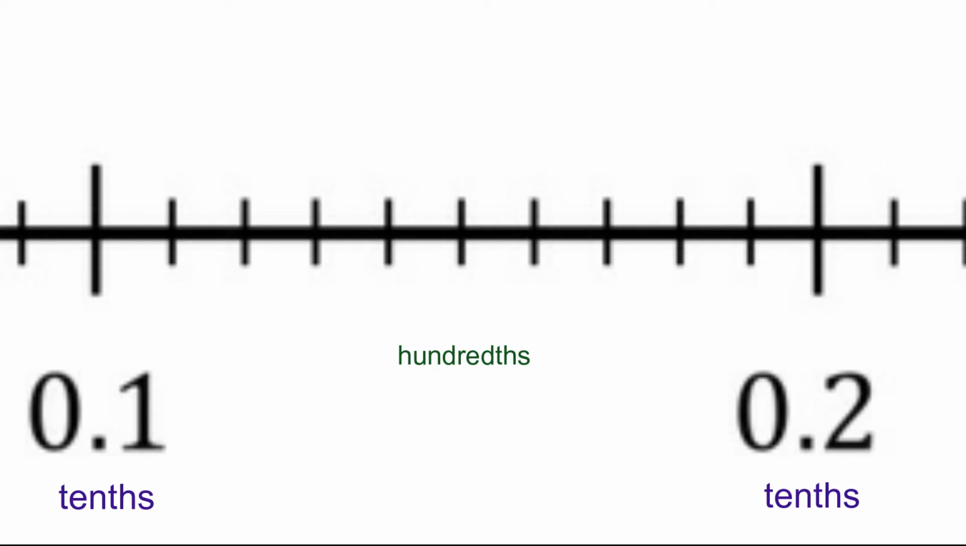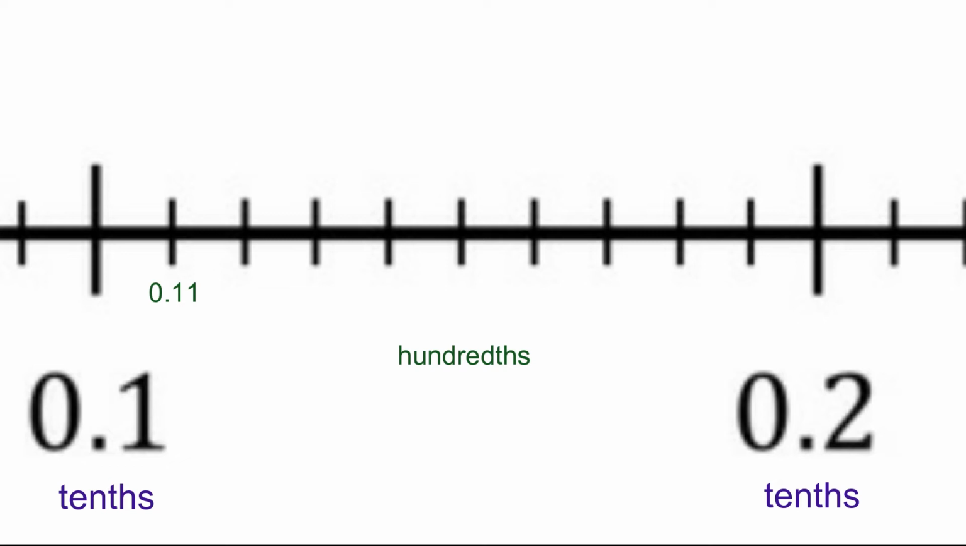Alright, so now I'm focusing between 0.1 and 0.2, or 1/10 and 2/10. Now, if I'm going to count up in hundredths, it's not going to change the number of tenths that I have to begin with. So right after 1/10, if I add 1/100th onto that, I now have 1/10 and 1/100th. So it's going to look like this, 0.11.